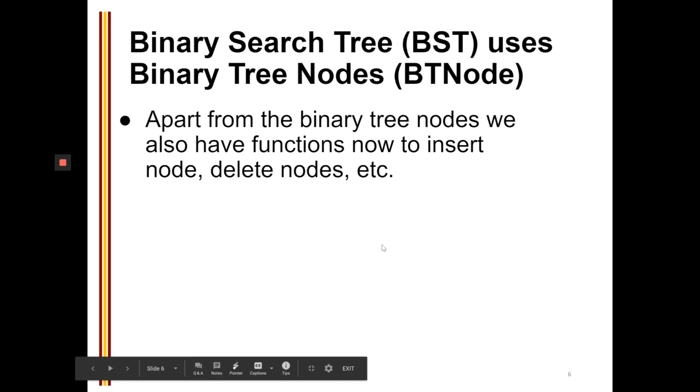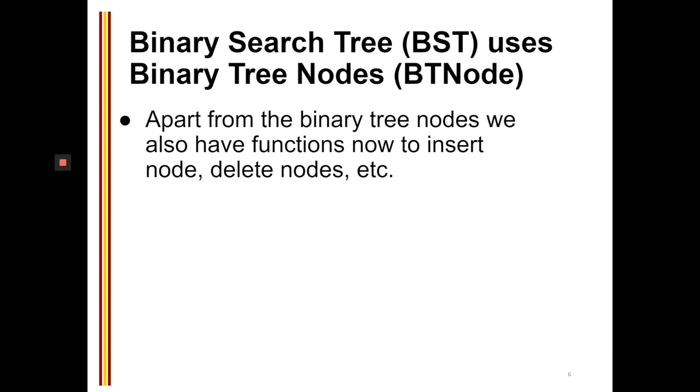All right, so to build a binary search tree, we're going to use our binary tree nodes, our BT nodes. On top of that, we have to have a way to insert the nodes, delete the nodes, etc. We have to think about where we want to insert these nodes, because there are rules that have to be followed. So we can't just add stuff willy-nilly to this BST. We have to place the nodes in the correct spot.